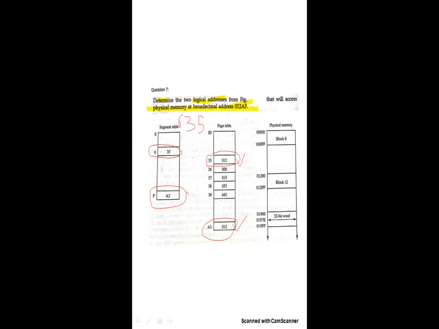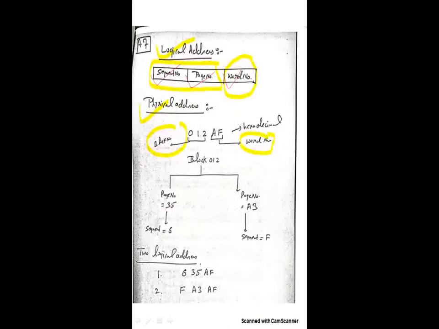Okay, then word number. What is word number? You can take it from the logical address; I told you already that the word number, the offset, is the same for logical address and physical address. We just write AF. So 635 AF, you got one address. The second address is FA3 AF. That's what we have done here.